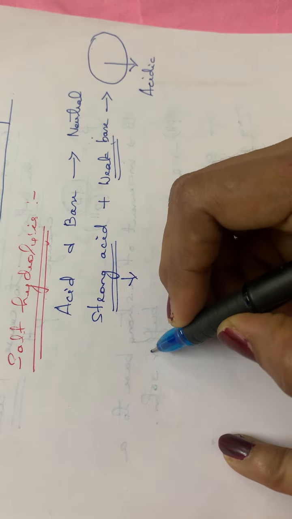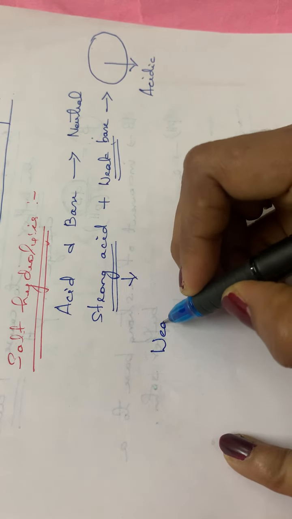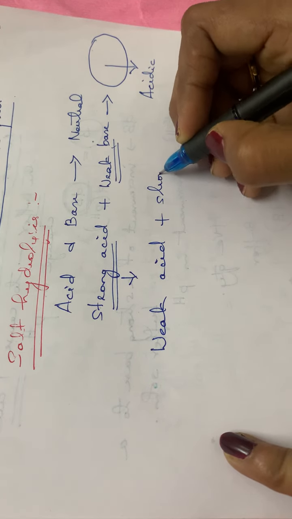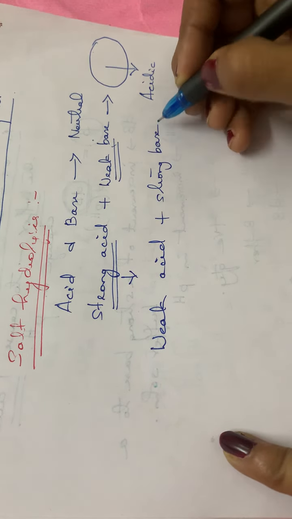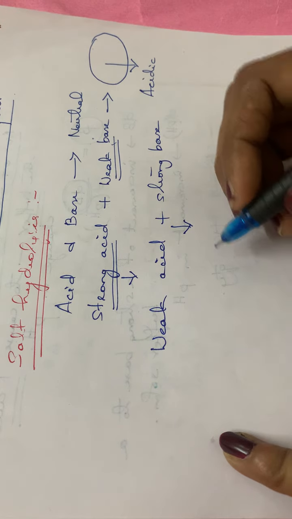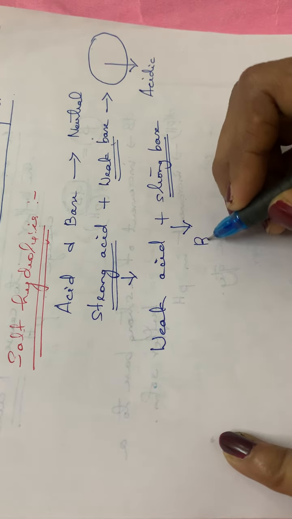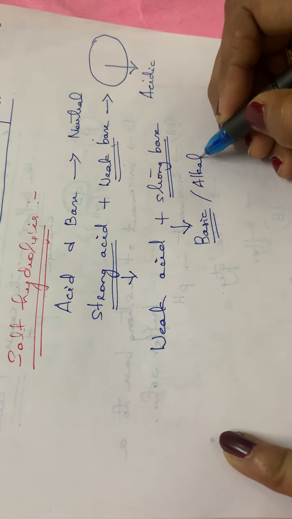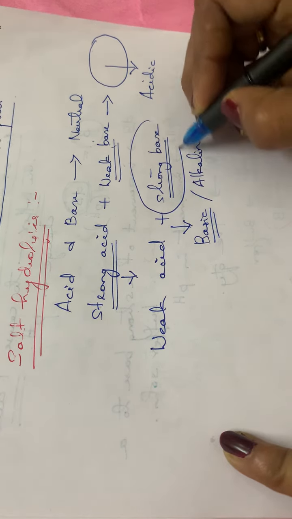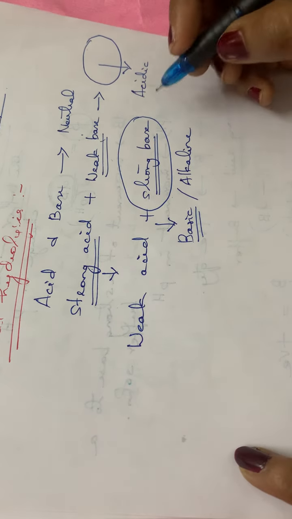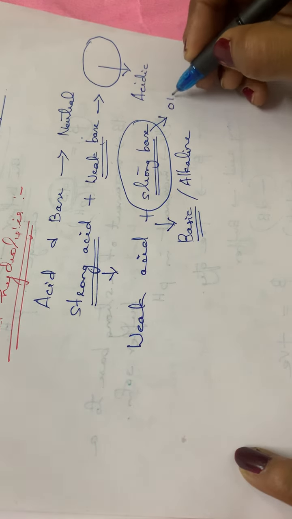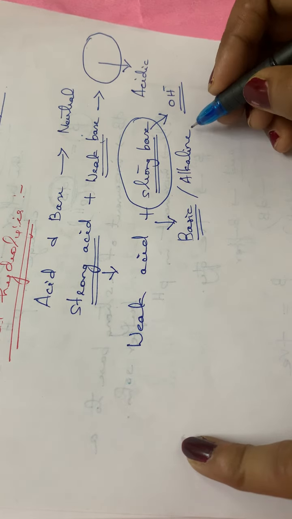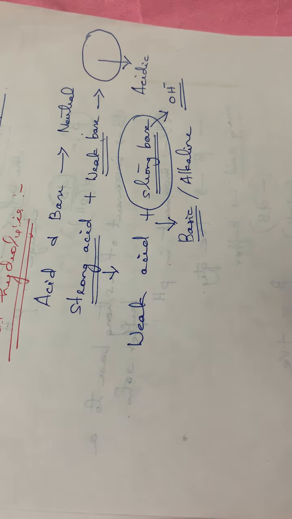Then if we are taking a weak acid and a strong base, the resulting solution will be a basic or alkaline one. The resulting solution will be alkaline because the strong base will be completely ionized, and the solution will have OH minus ions, the basic ions, in excess. So the resulting solution will be alkaline in nature.